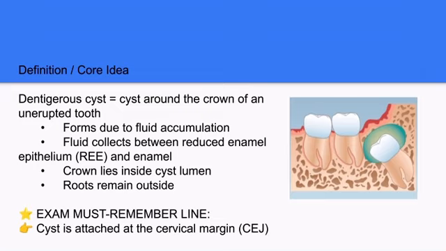So I have to tell you one thing more. Where does this fluid actually come from? Honestly, we don't fully know what triggers it, but the result is consistent. The reduced enamel epithelium separates from the enamel, creating the cystic space. These cysts are commonly seen with unerupted mandibular or maxillary third molars.